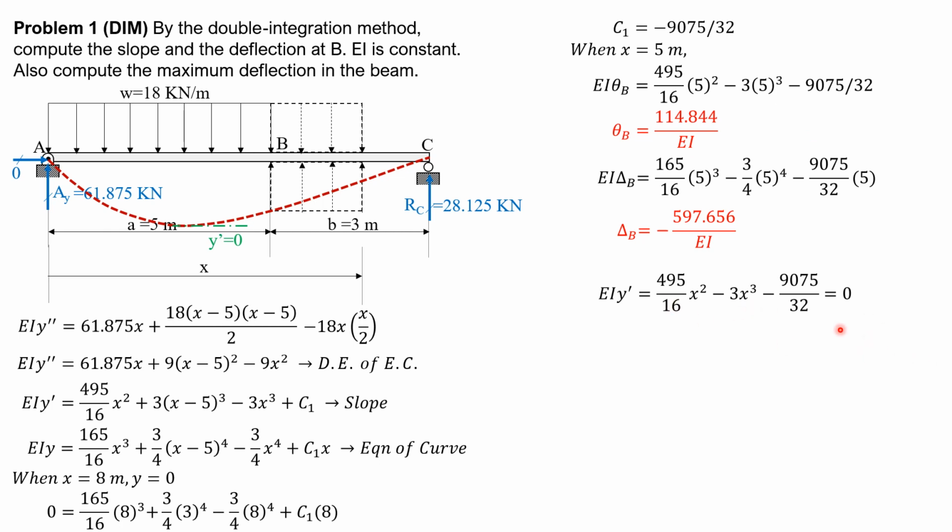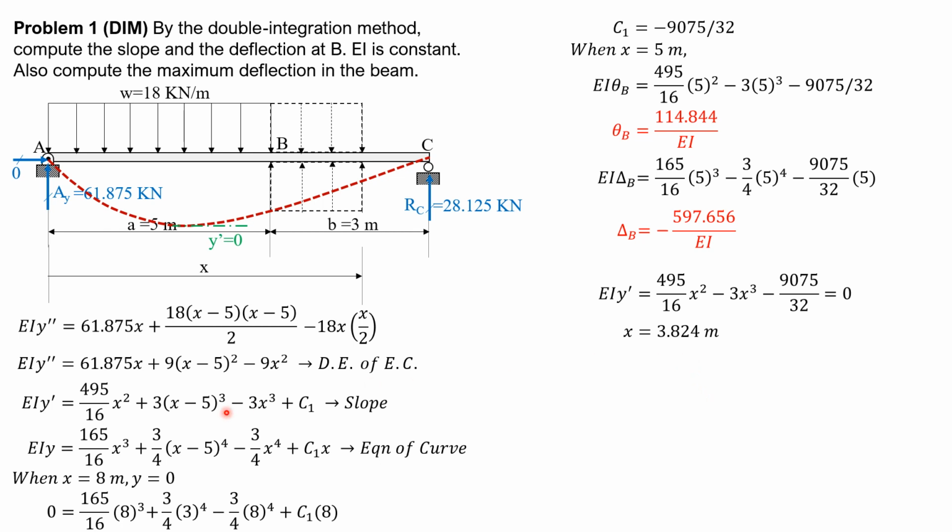So solving for x by trial and error, or if you're allowed to use your high-tech calculator that can compute the roots of a cubic function, then the only acceptable value of x, which is less than 5, is 3.824 meters.